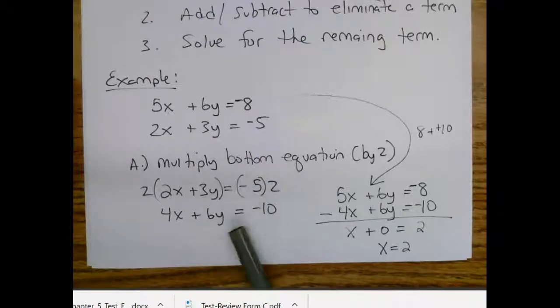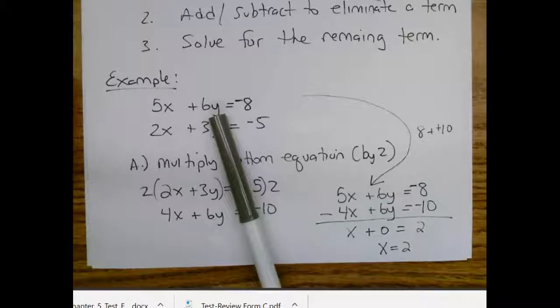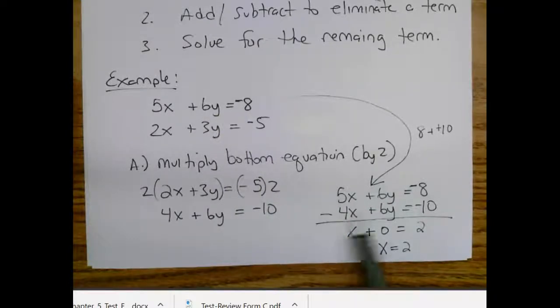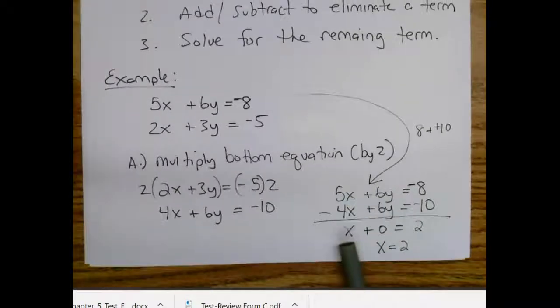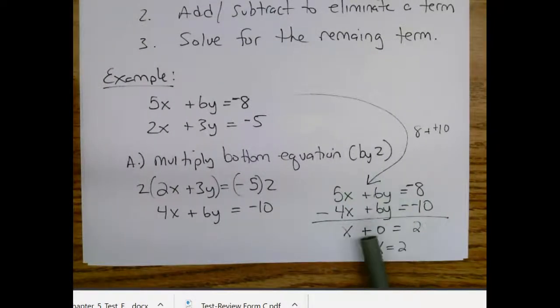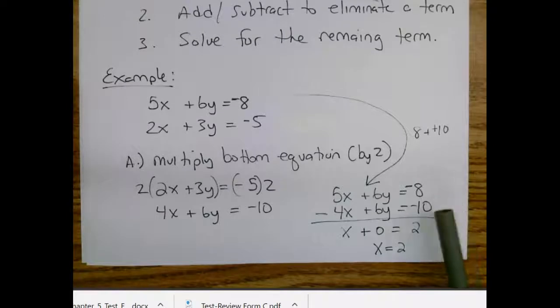Then we can take that, use the top equation that we started with, and subtract them. We get x right here, 5x minus 4x is x, and 6y minus 6y gives us 0. Then here we end up with negative 8 minus a negative 10, which gives us 2. In the end we're left with x equals 2. So that's our x, and then we plug it back in.